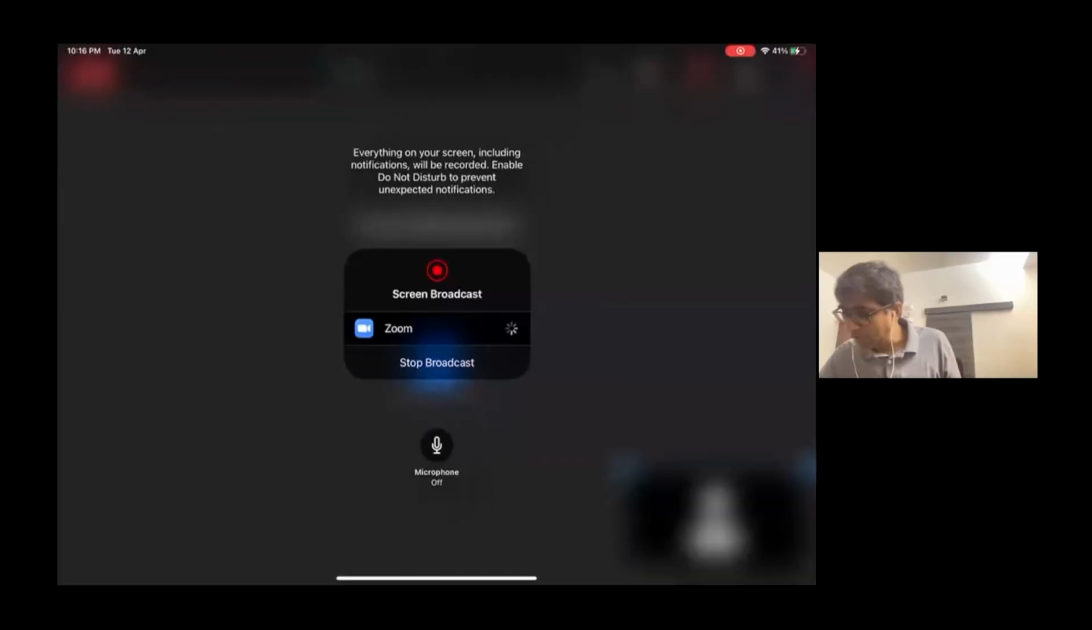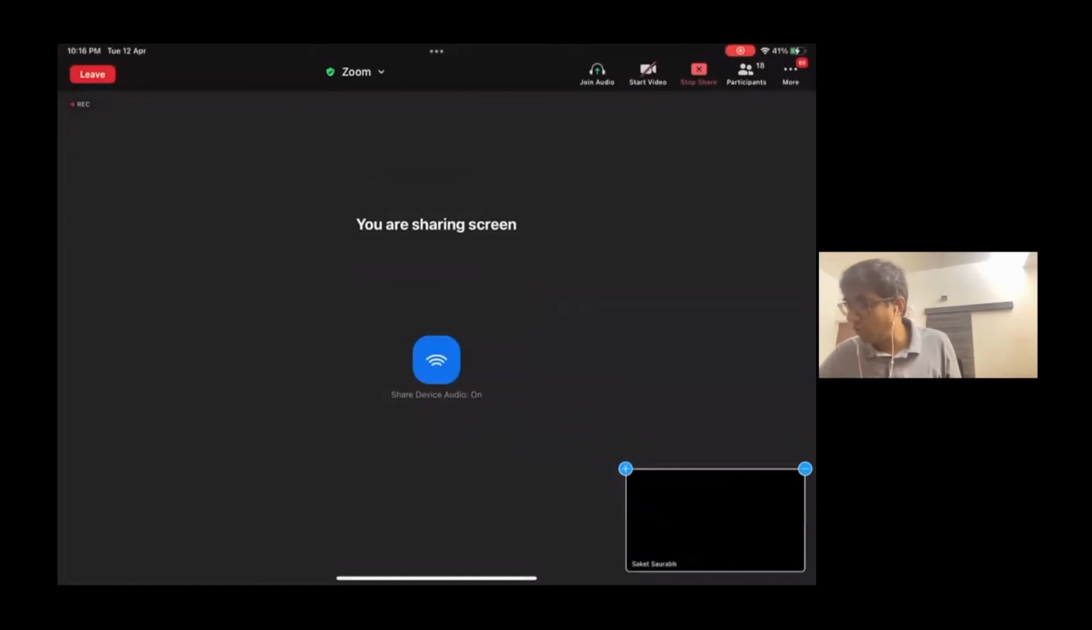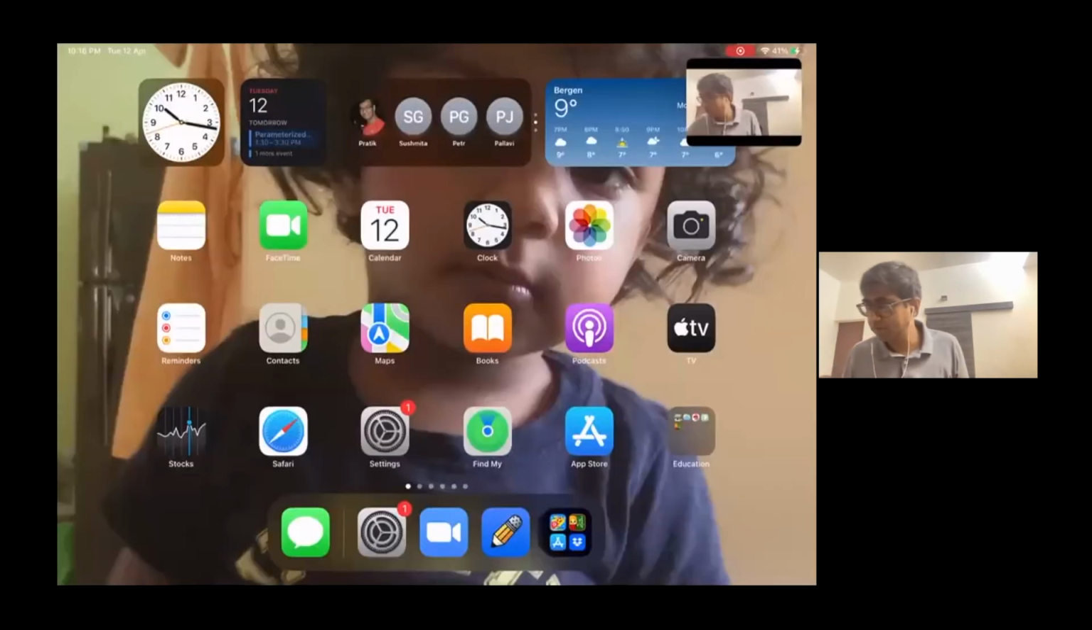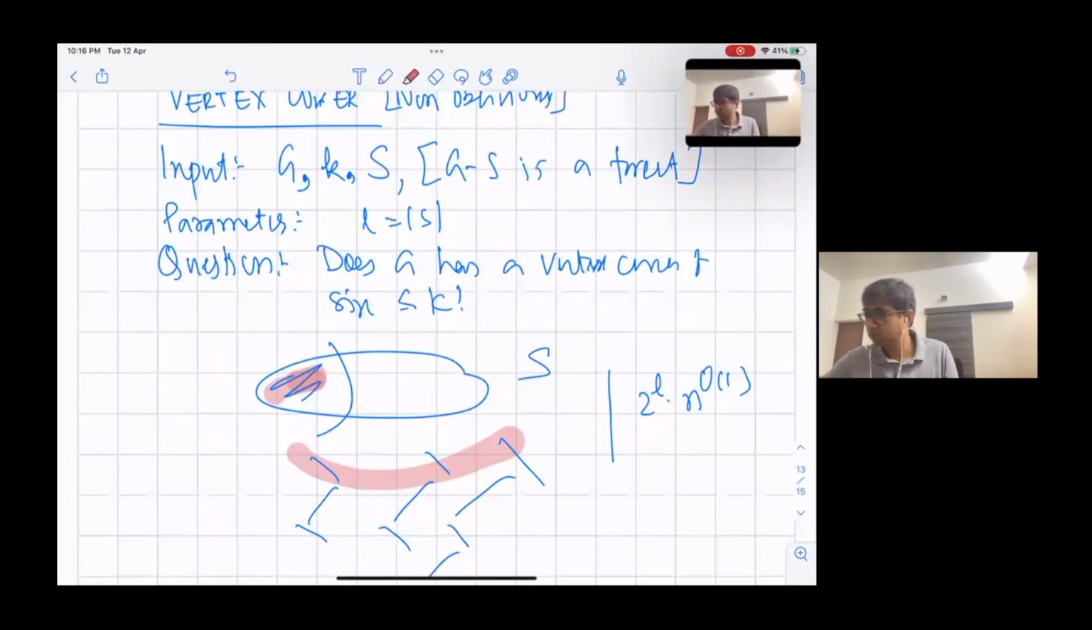My Zoom stopped. Okay, so now whatever little time we have, let's try to design some oblivious algorithm for these problems. Is that fine?